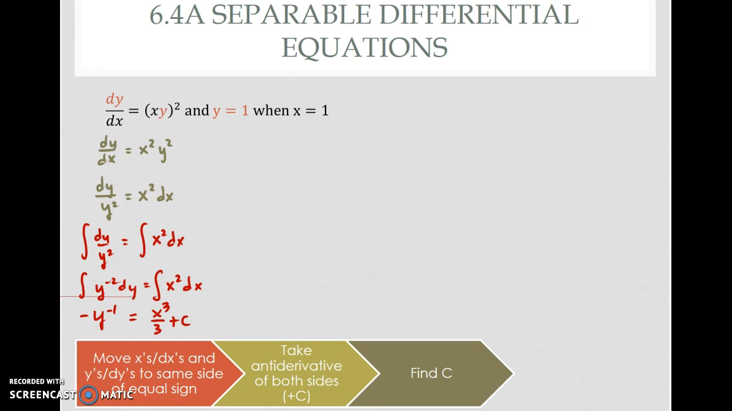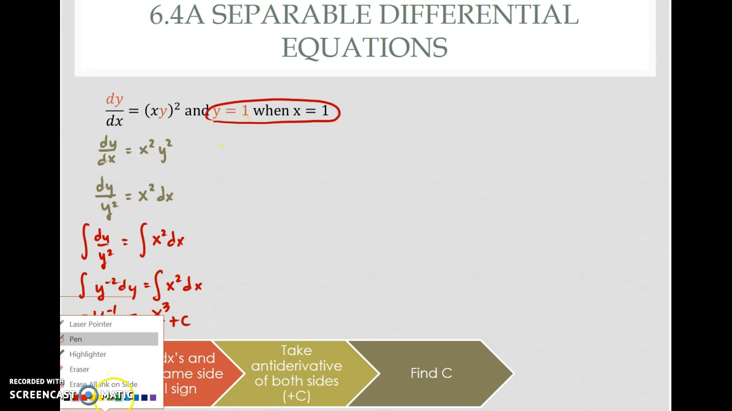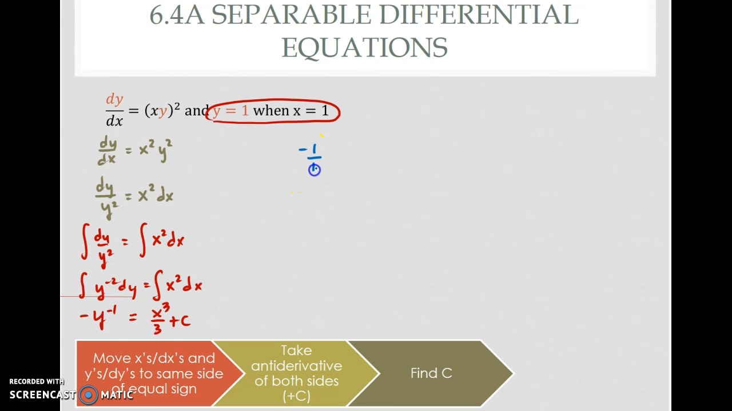Okay, now I'm going to find c. I'm given this initial condition, and I'm going to use that to find what c is. So I have negative 1 over 1 equals 1 to the third over 3 plus c. So negative 1 minus 1/3 equals c. So c equals negative 4/3.